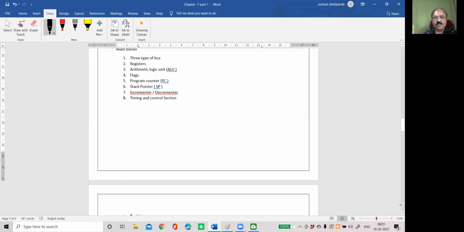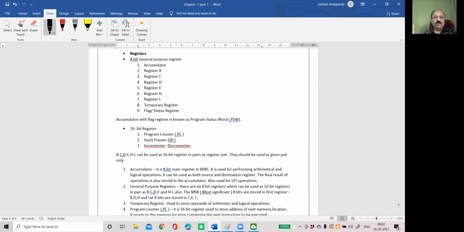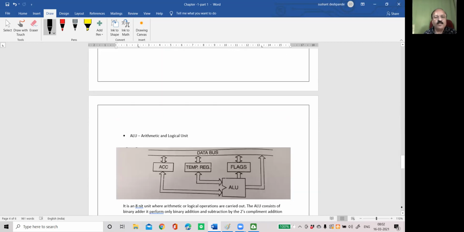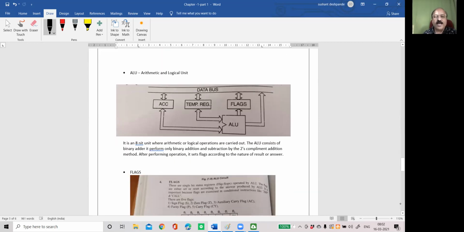Program counter 16-bit, stack pointer 16-bit, increment, decrement again 16-bit, because what is incrementing and decrementing? A program counter. Program counter is of how many bits? 16 bits. And timing and control section. So this is the architecture of 8085. I have given all this in this note. Please go through it. Now, what is ALU?